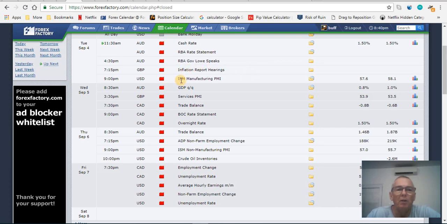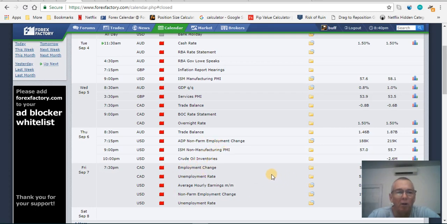There's a bit of news, you can read it yourself. GDP out of Australia, and then probably a big one Wednesday, Canadian trade balance, followed by an hour and a half later by their interest rate news. It's at 1.5%, not expecting any change, but it could affect any Canadian pairs, so just be careful there. That's Canadian interest rates, and there's a statement also, same deal. Trade balance on Oz, then Thursday we start getting into employment type figures.